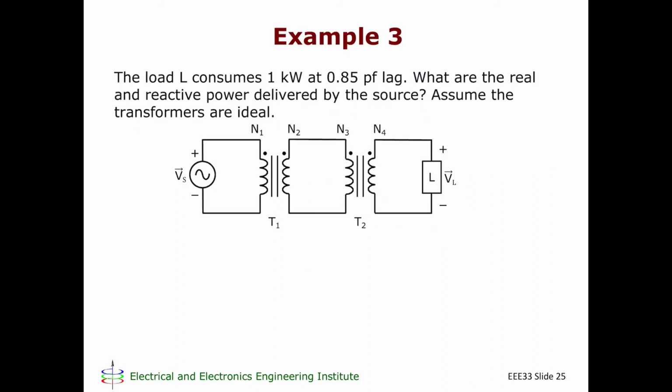Let's have a third example. The load L consumes 1 kilowatt at 0.85 power factor lag. What are the real and reactive power delivered by the source? Assume the transformers are ideal.